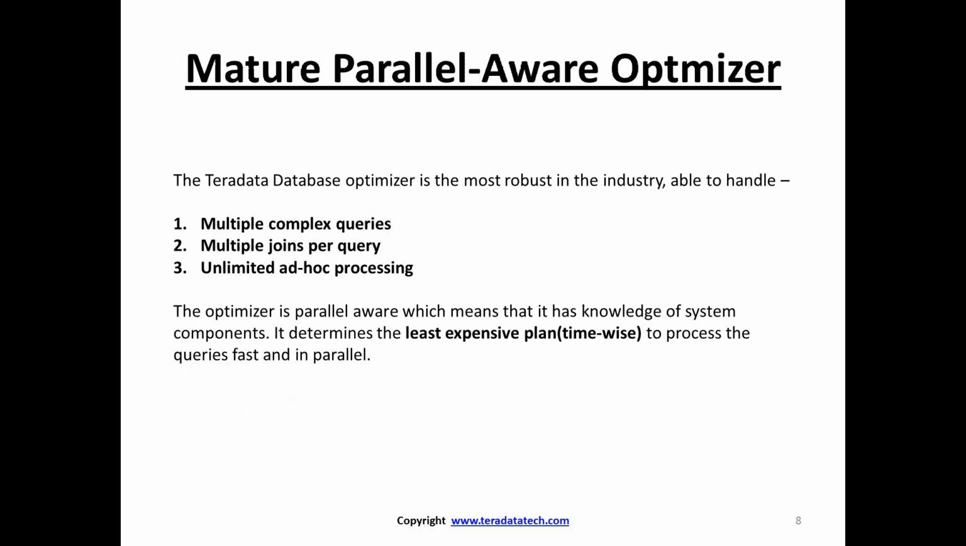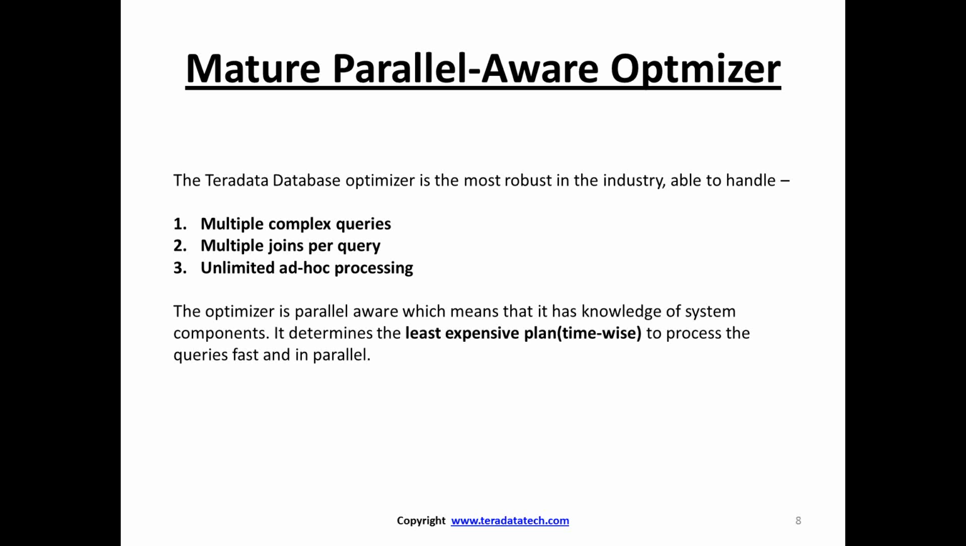Okay, coming to the next advantage, that is the mature parallel aware optimizer. Optimizer is like the brain of Teradata. All processing, all parallel processing, retrieval and distribution of records, rows, everything will pass through the optimizer. Teradata Optimizer is the most robust in the industry. It can handle multiple complex queries, multiple joins per query, and unlimited ad hoc processing. These three points you can cover in this optimizer topic.